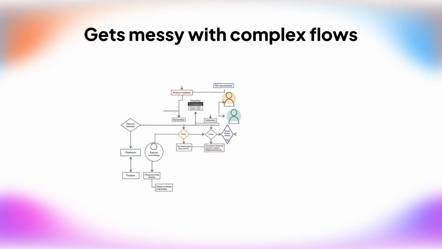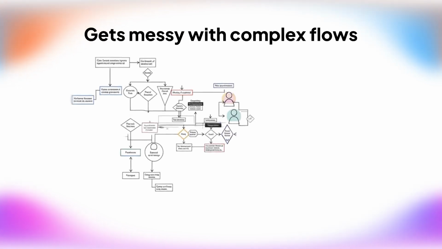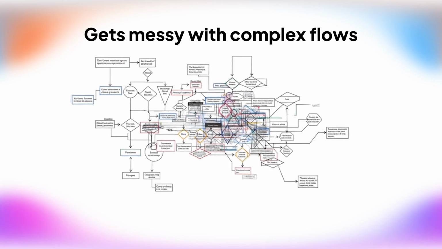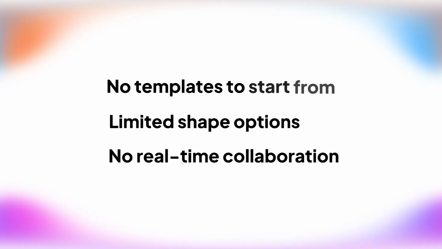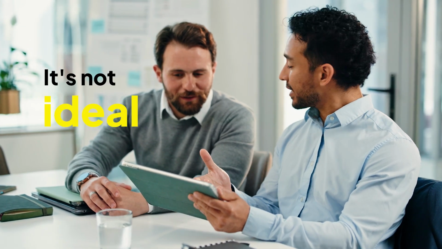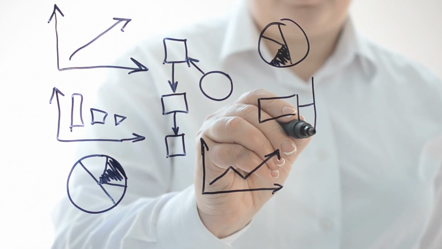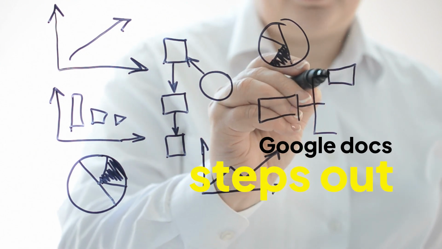The problems start when your diagram grows a little. Add a few branches, throw in some parallel tracks, and suddenly the canvas starts feeling complicated. There are no templates to start from, you get limited shapes, and there's zero real-time collaboration, meaning if two people need to work on it, one of them is just watching. It's not ideal. As a quick personal diagram, it's great. Anything more than that, that's when Google Docs taps out, and ClickUp steps in.